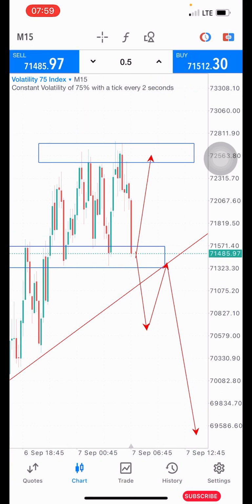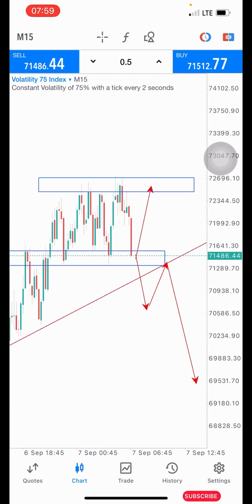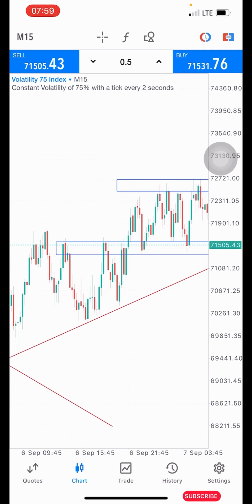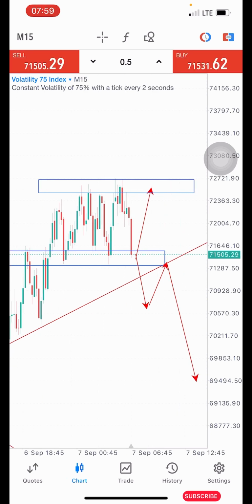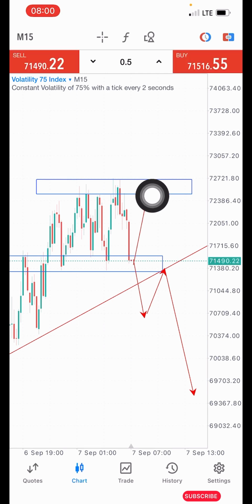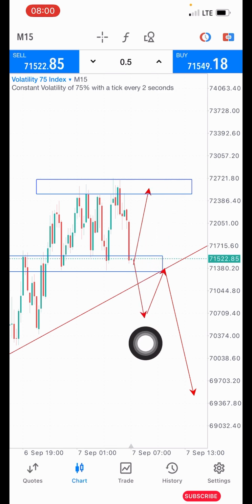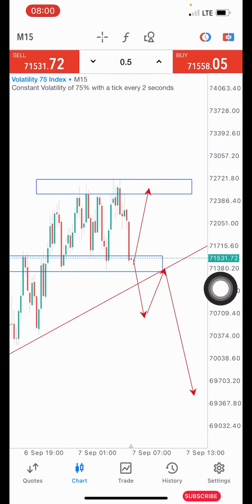These are my plans of action for this indices, this Volatility 75 index. You wait for price to bounce to this area towards the counter trend direction, which is a buy, or you wait for it to break, retest, and then you sell towards the direction of the overall trend of the market.